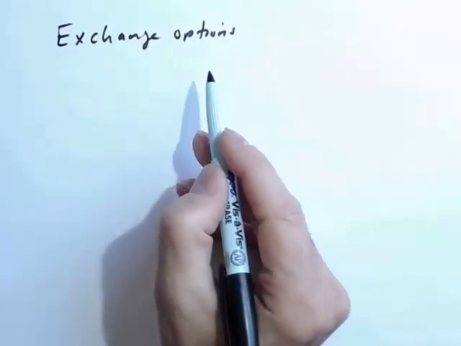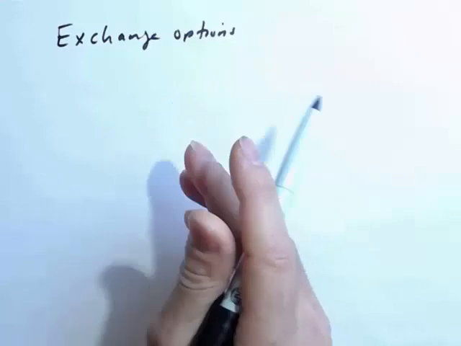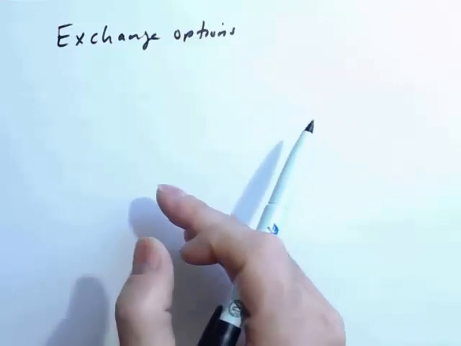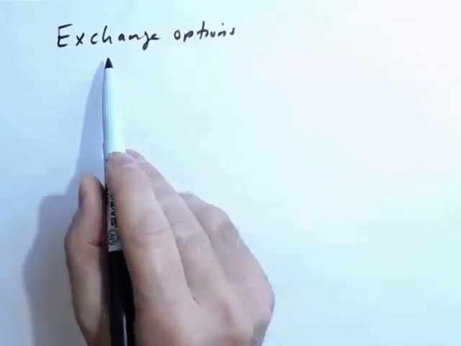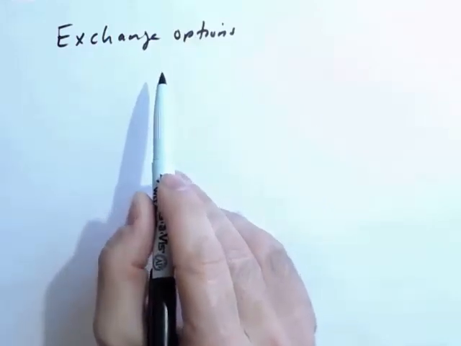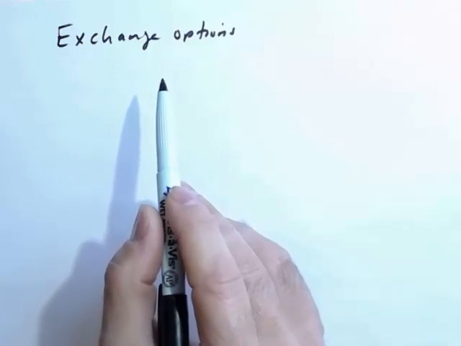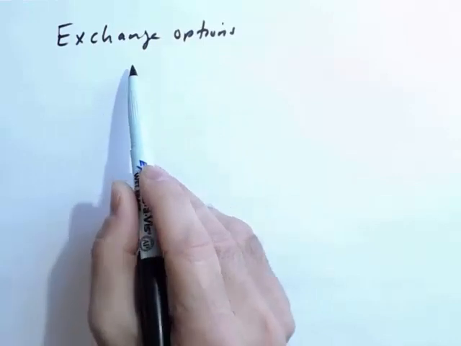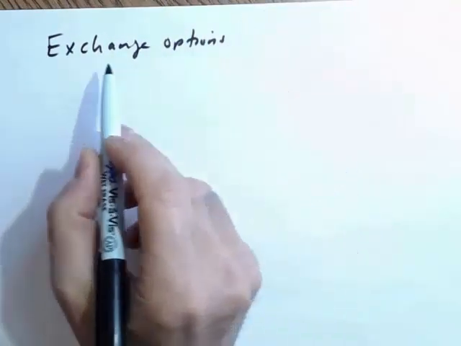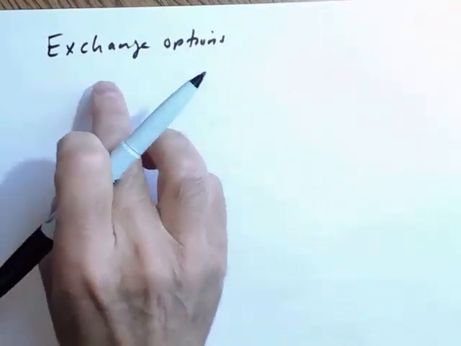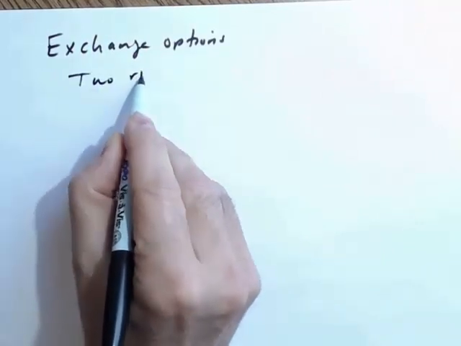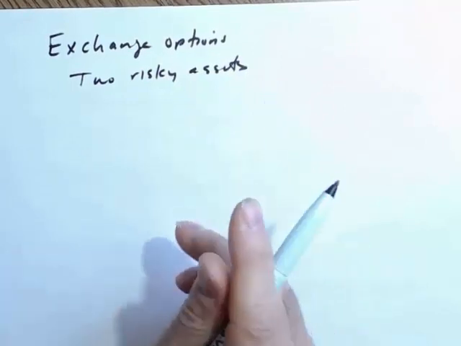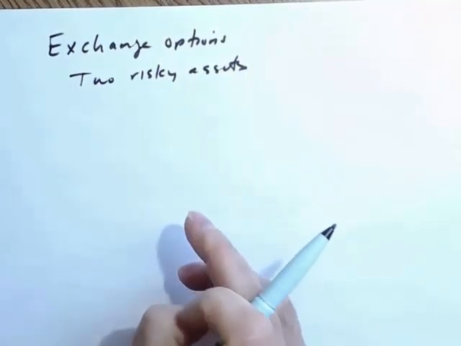Well, most of the options that we've been dealing with, meaning the standard plain vanilla options, those are traded on exchanges. So if you did a search, you're likely to find plain old standard plain vanilla option discussions. This is an exchange option. It's different. This option involves two risky assets where you basically swap one asset for another.